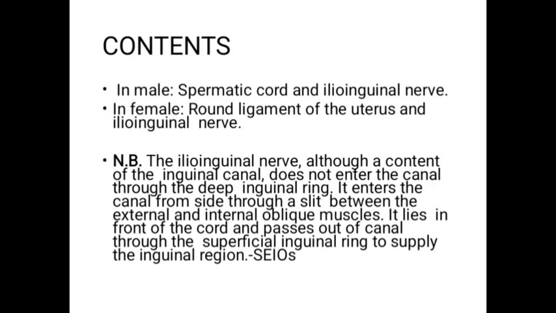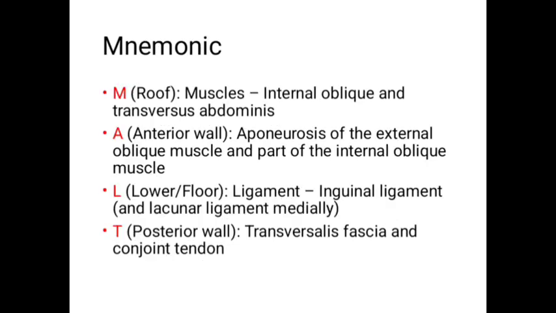You might be wondering, how can I remember the muscles? Remember MALT, which is the boundaries. You know that the muscles of the inguinal canal include the internal oblique. So if you can remember the internal oblique, just know that the ilioinguinal nerve passes between the internal oblique and the external oblique. It can help you know the muscles of the abdominal wall where this nerve passes through to get into the inguinal canal.